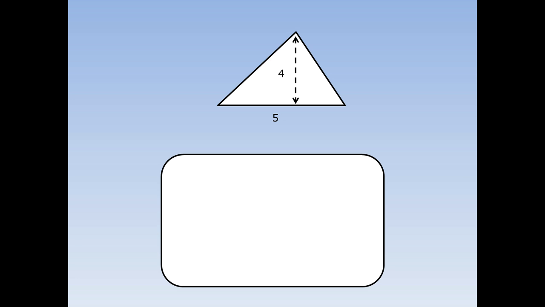The base of this triangle is 5. The perpendicular height, the height at right angles to the base, is 4. To find the area, first we write down the formula. Area is base times perpendicular height divided by 2. Fill in the numbers. The base is 5. The perpendicular height is 4. 5 times 4 is 20. 20 divided by 2 is 10 centimetres squared.